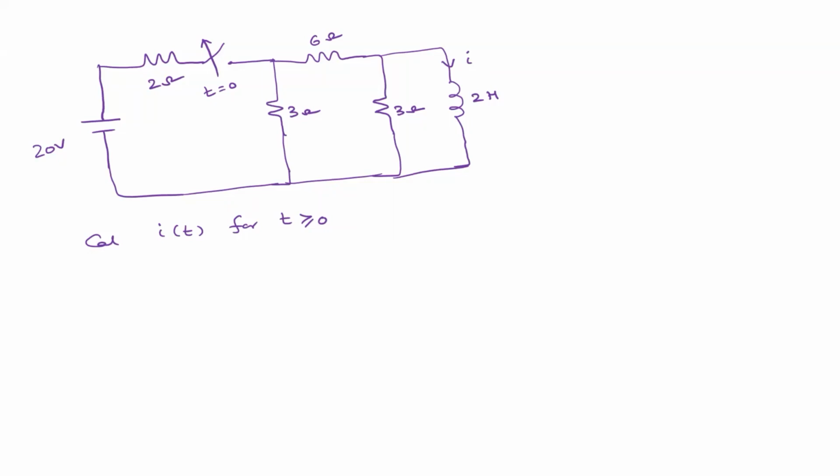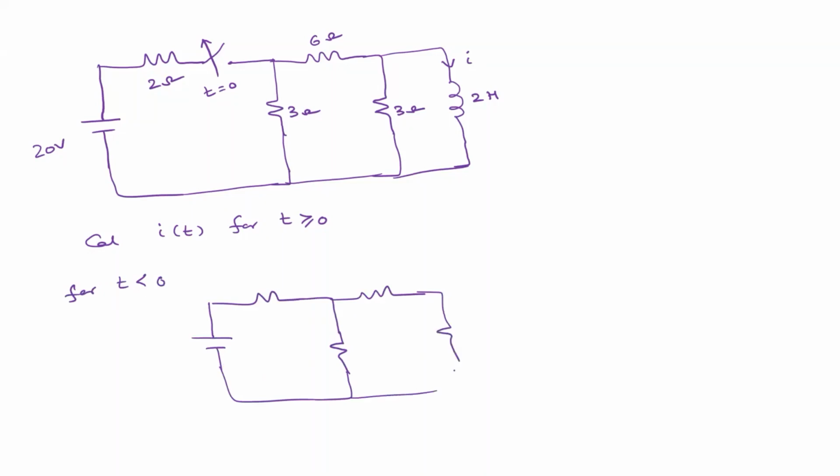So what we have to do is first draw the equivalent circuit for t less than or equal to 0. What is the equivalent circuit? It will be something like this, the switch is closed. So this is 2 ohm, 3 ohm, 6 ohm, 3 ohm, and this is 2 Henry, and this is 20 volts.